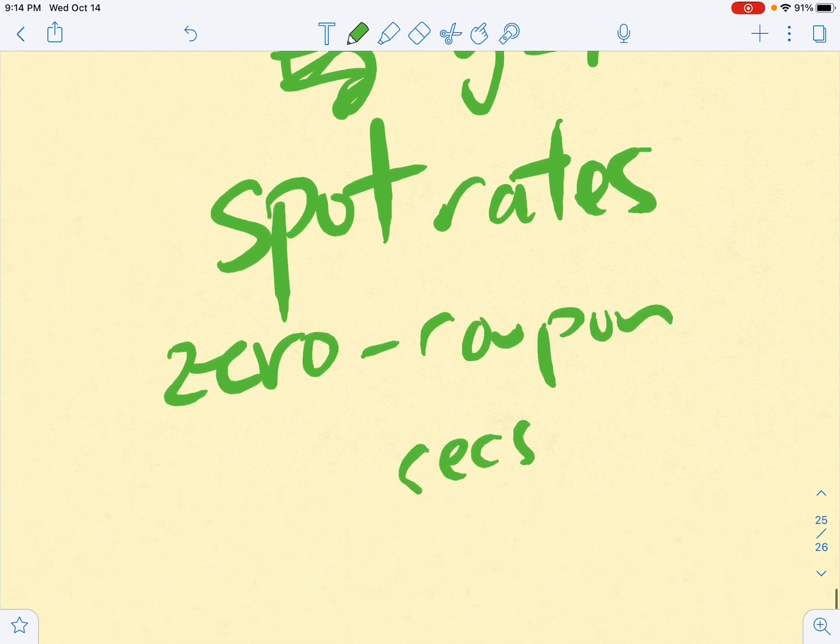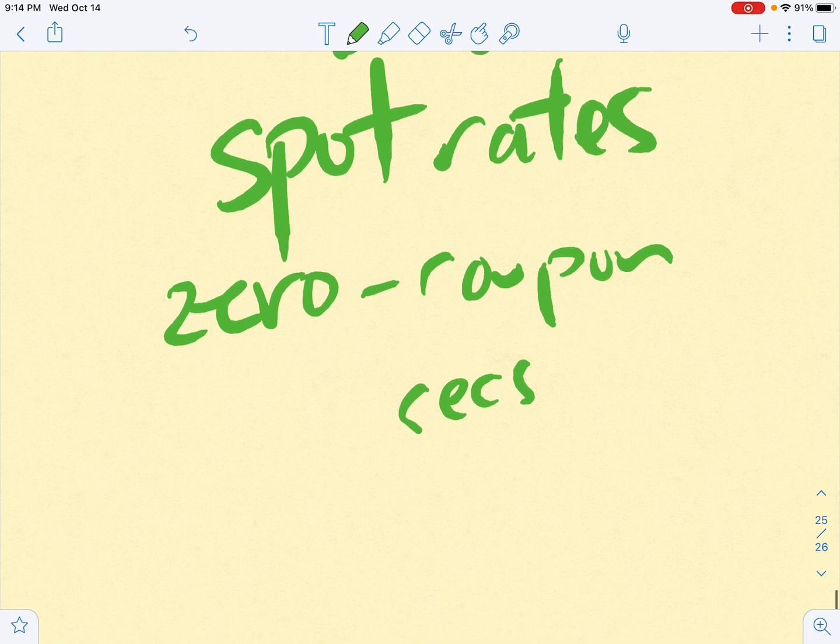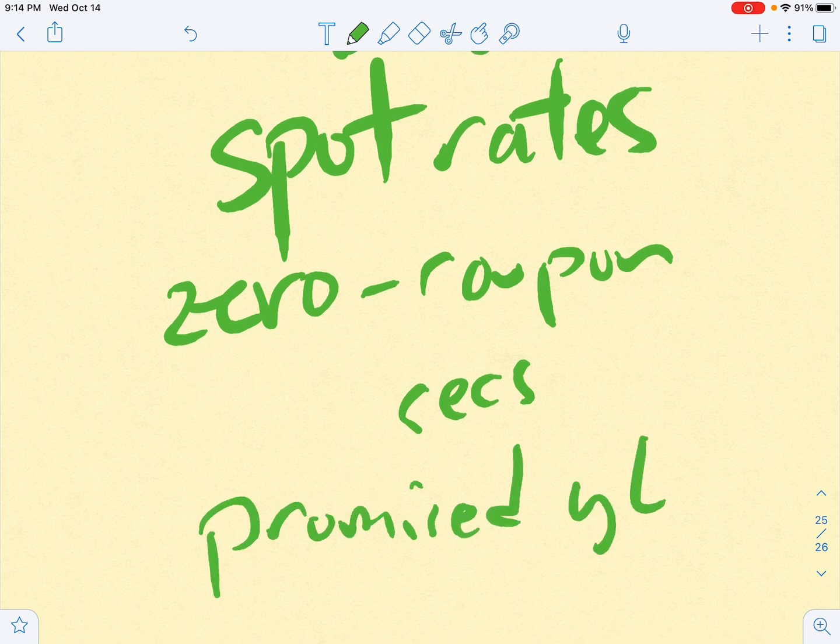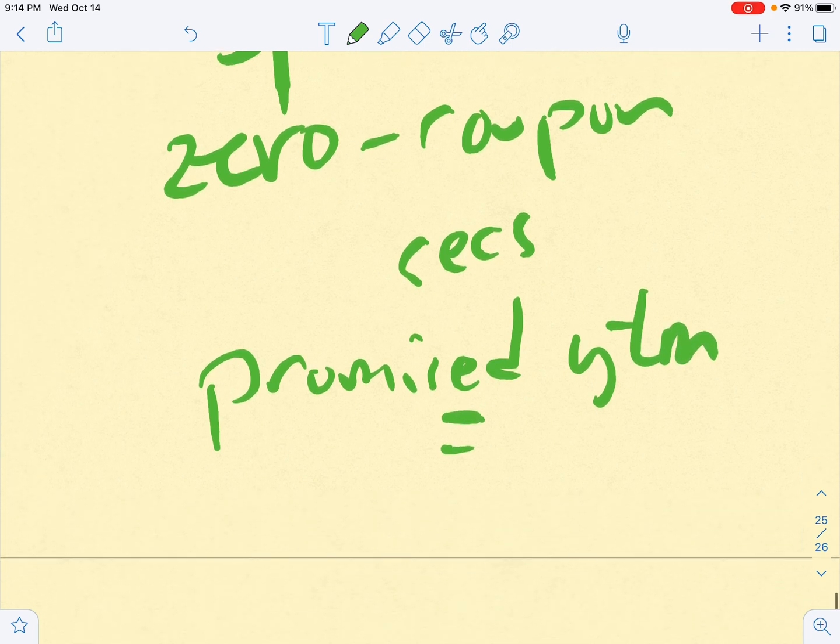With these zero coupon securities, the promised yield to maturity is equal to the geometric mean periodic return.